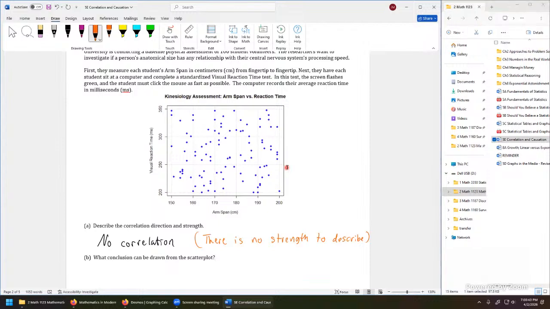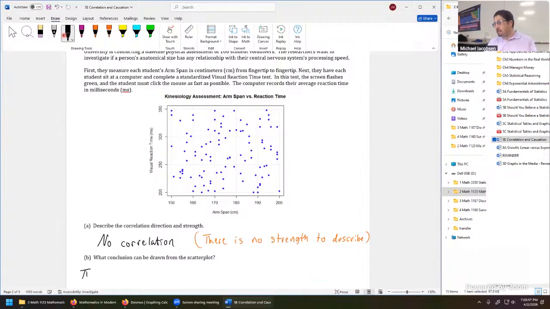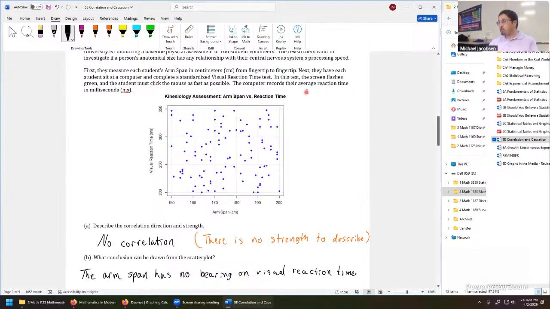Could you just say that the arm span has no bearing on the visual reaction time? Yeah, absolutely. Anything along those lines would be great. You could say there's no effect between the variables, there's no relationship. Let's say it the way you said it. The arm span has no bearing on visual reaction time. So that's directly what we see with the no correlation. You could add more if you wanted to, but I would say that that's a complete response.